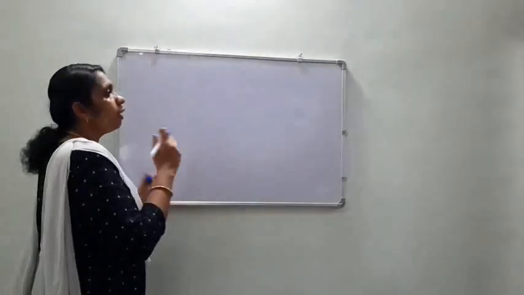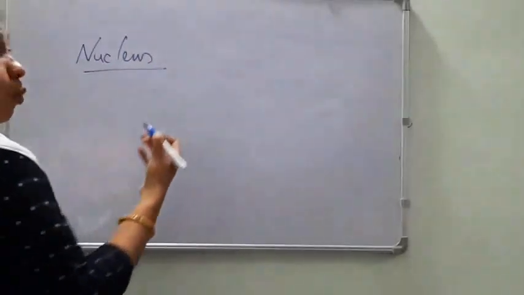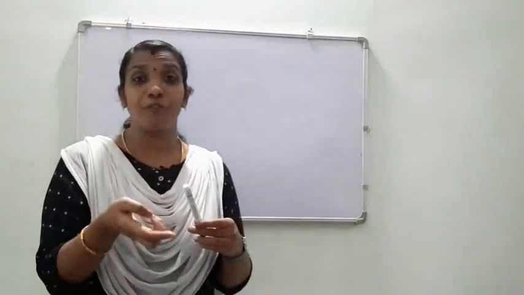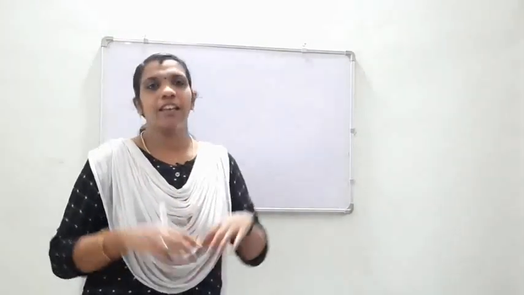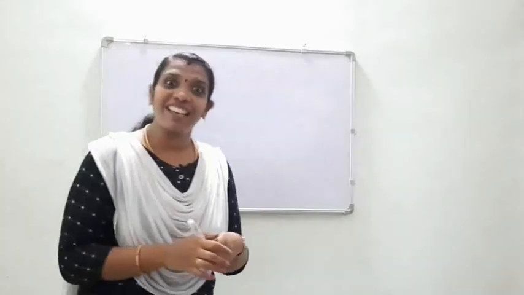So regarding the nucleus, we all know that, what is the color of brain? Very, very important. What is the color of brain? It is gray in color. Okay, color of brain is not white, not pink, not green. It is gray. It is gray in color.